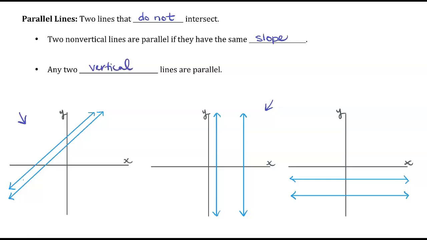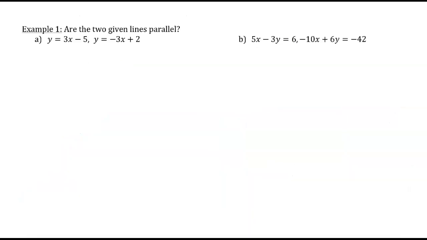In the last picture, you have two horizontal lines. For those, we don't need another rule because they have a slope of 0. They have the same slope, and so they are parallel. Taking a look at example 1, we are asked to figure out if the two lines that are given are parallel. Remember that either they have the same slope or they are vertical lines. That's the condition to be parallel.